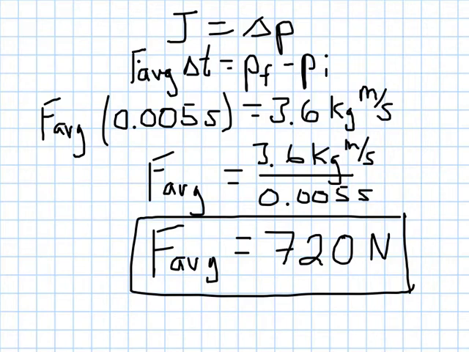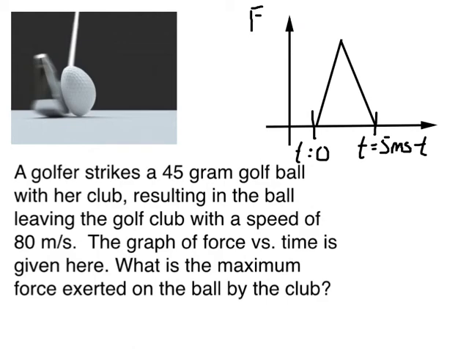Let's take a look at the follow-up second part. All right, this is the same scenario, a 45-gram golf ball being struck with a club, leaving at 80 meters per second, but this time we're given a graph of force versus time. And the question is, what is the maximum force exerted on the ball by the club? Well, the way we solved this problem before is we reduced it to, instead of a maximum force, we considered an average force. So there's some average force that acts during this entire time. So this is an average over the time.